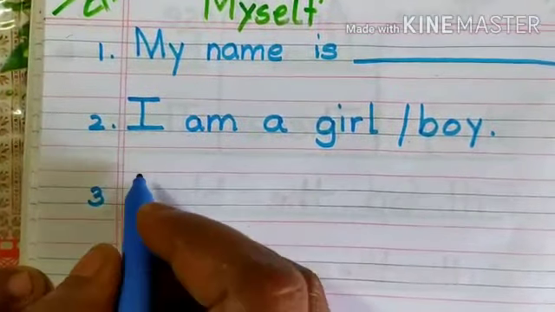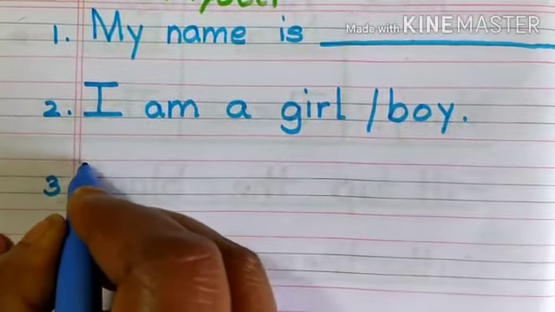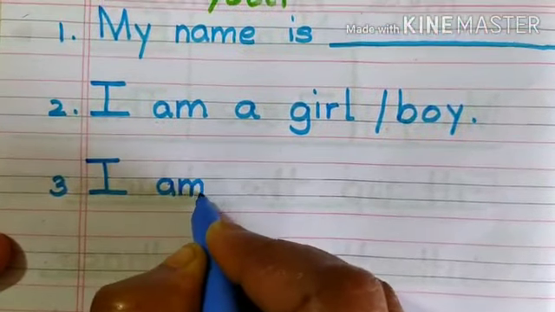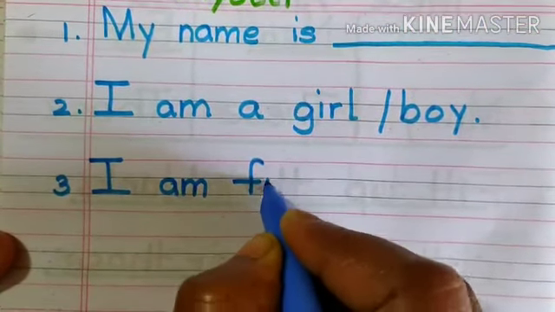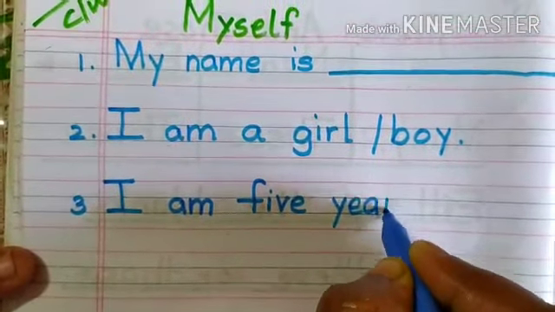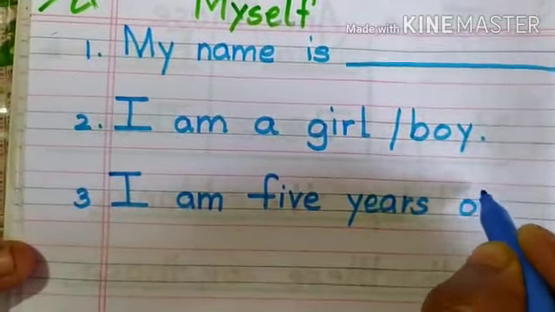In the third sentence, write, how old are you? I am 5 years old.